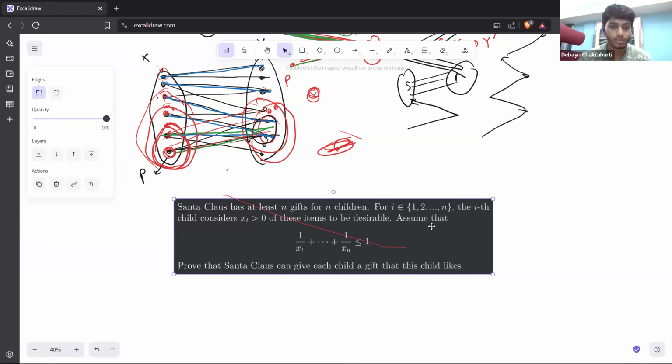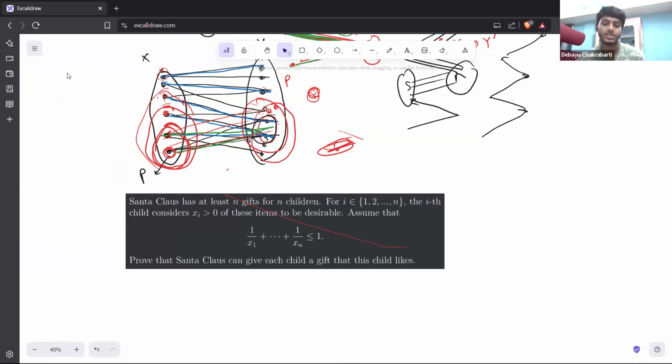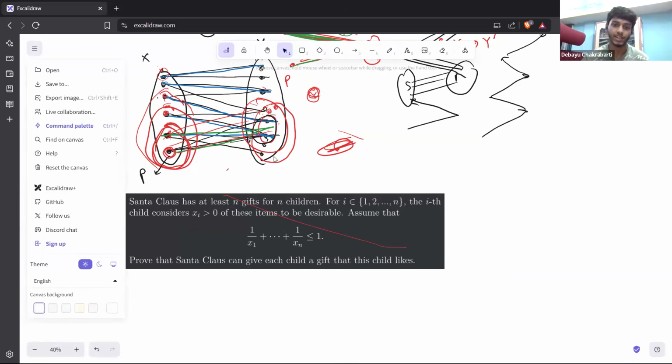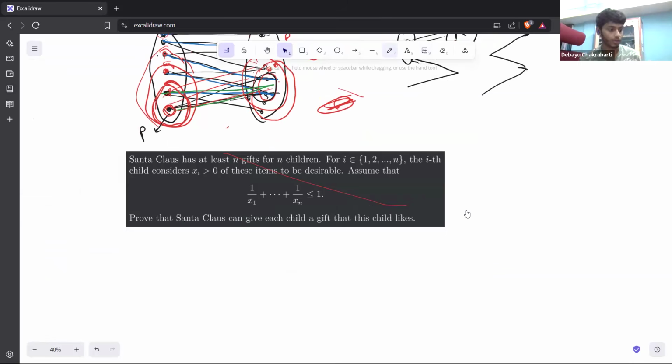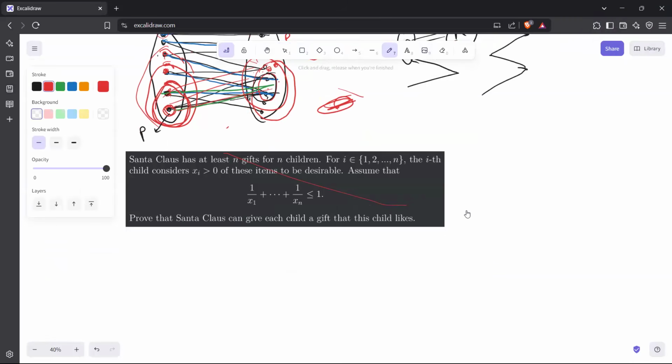Okay. So Santa Claus has at least n gifts for n children, and the ith child considers x_i of these items to be desirable. You have this weird inequality. Prove that Santa Claus can give each child a gift that the child likes. So we'll find a matching, and the neighbor set for all n children is at least n, and for the rest of the subsets, it's just giving you the weird inequality.